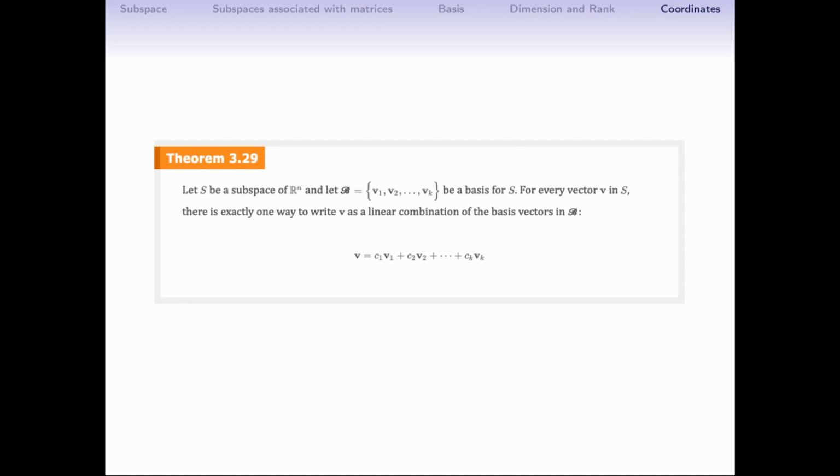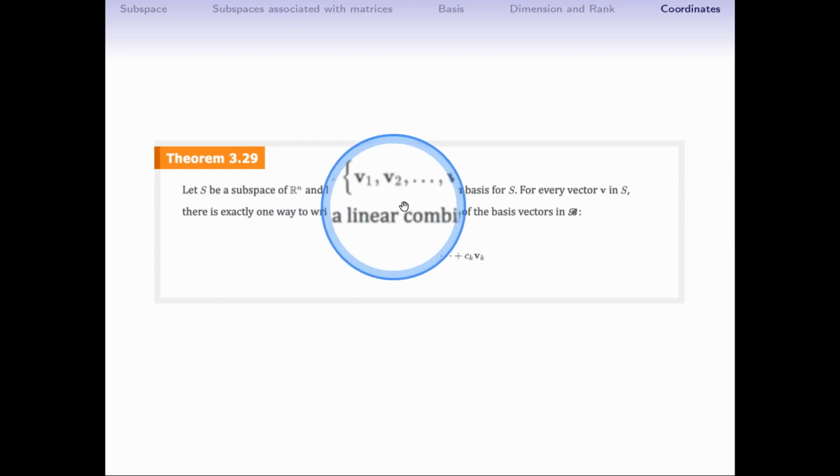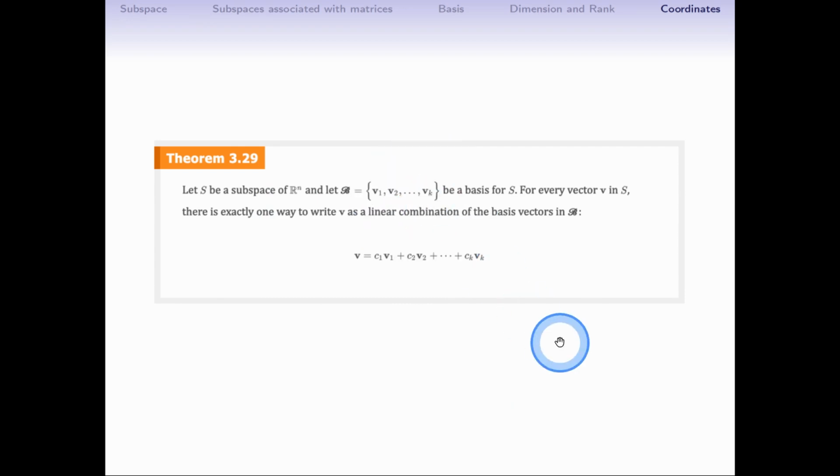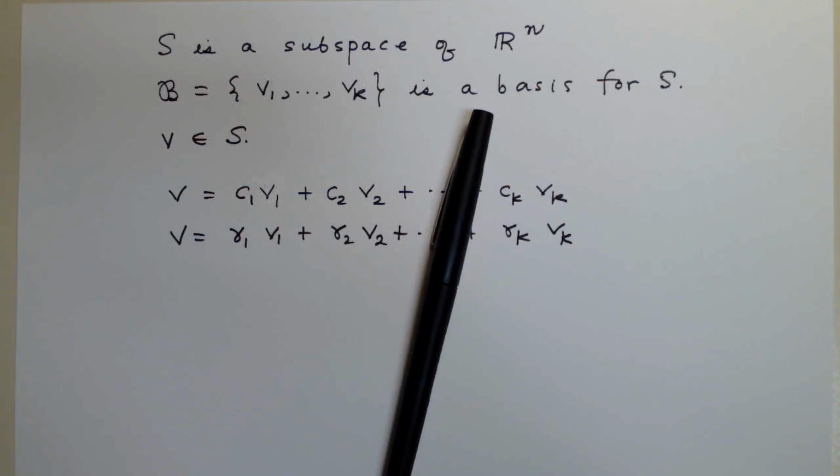Our next theorem, Theorem 3.29, is a crucial step towards defining the coordinates of a vector relative to a basis. So, let S be a subspace of n-dimensional space, and let script B be a collection of vectors v1 through vk that form a basis for that subspace S. For every vector v in S, there is exactly one way to write v as a linear combination of the basis vectors in script B. Now, let's go to the document camera and look at the proof of Theorem 3.29.